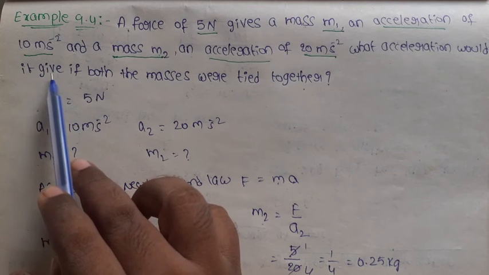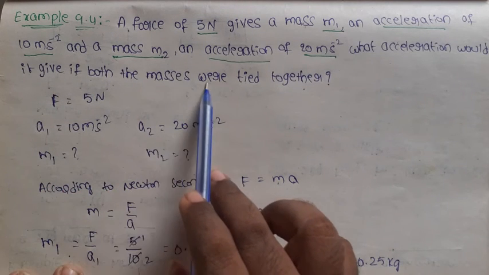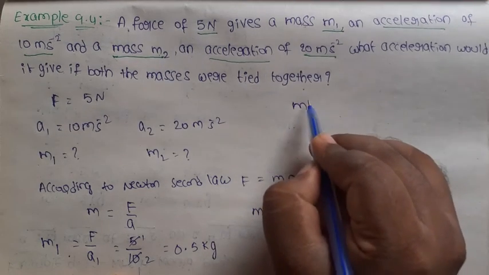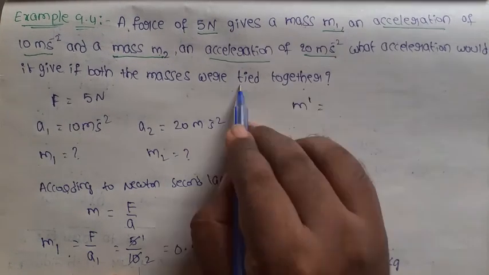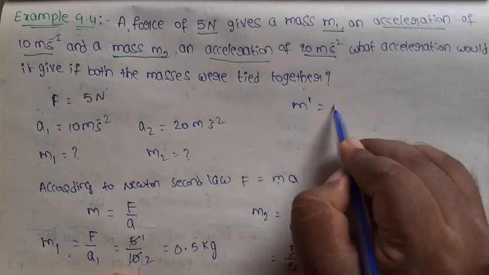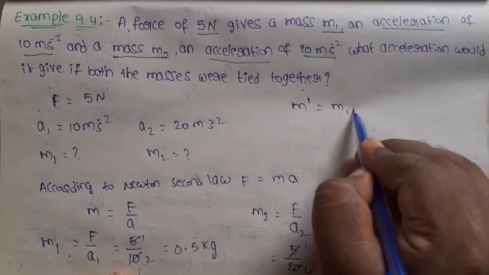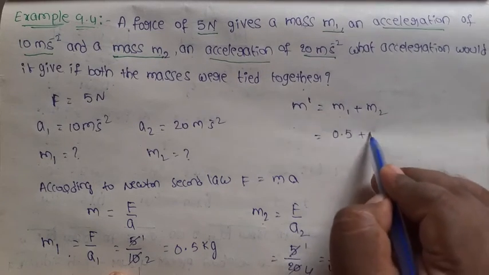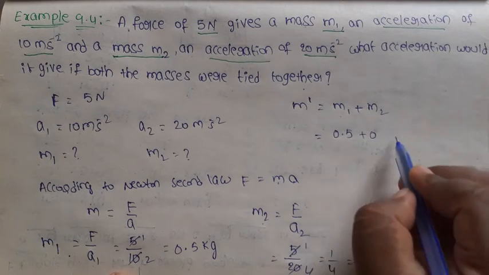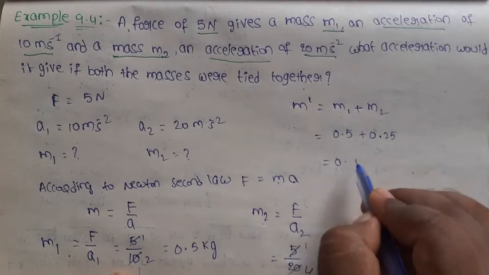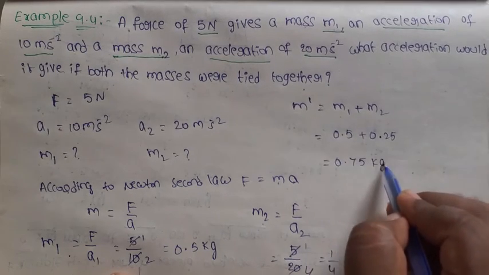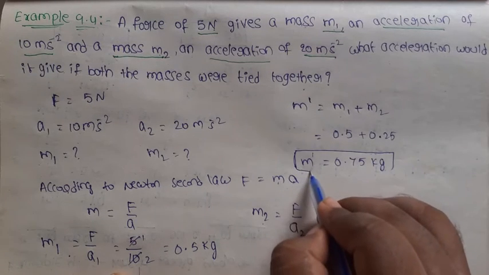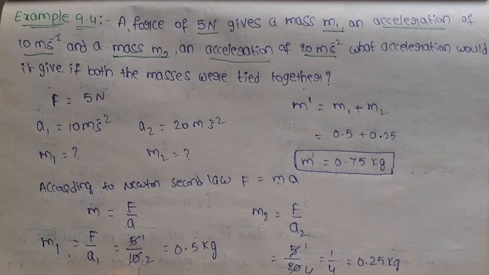So if both the masses were tied together, I am taking m dash as the new mass. So when tied together, what happened? Both masses are added, m1 plus m2. So mass of the first object 0.5, mass of the second object 0.25, 0.75 kg. This is the total mass when tied together.